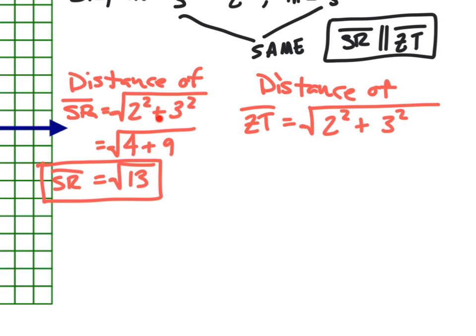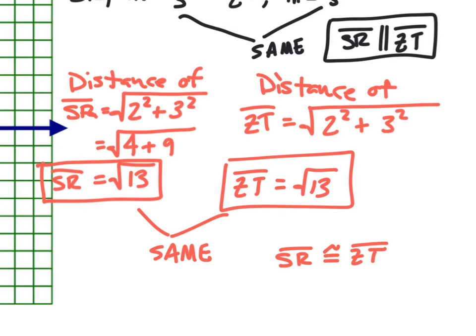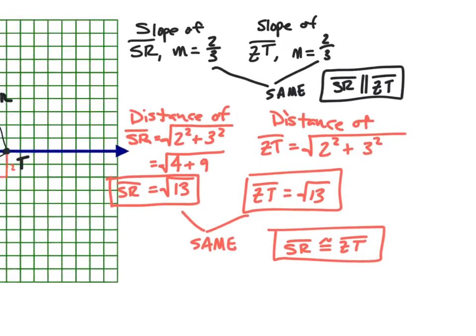So since we've already done this math here, since we've already found that SR is the square root of 13, we need to set this up, but we don't need to go through all that work again. We can automatically just conclude that ZT is equal to the square root of 13. Okay, and because these distances are the same, then we know that SR is congruent to ZT, okay? And all I need to show is that one pair of opposite sides are parallel and congruent, then I know we've got a parallelogram. So let's go ahead and draw that conclusion.